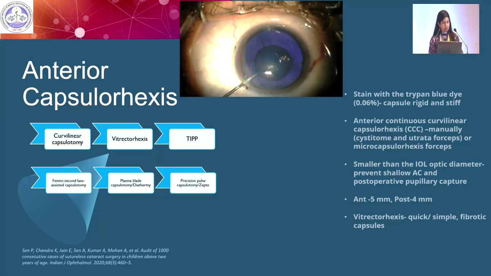So how do we do the anterior capsulorhexis? We can do a curvilinear capsulotomy. We can use a vitrector to do the vitreorhexis, or the 2-incision push-pull technique. We can use a femtosecond laser, or precision pulse capsulotomy, or plasma blade capsulotomy.